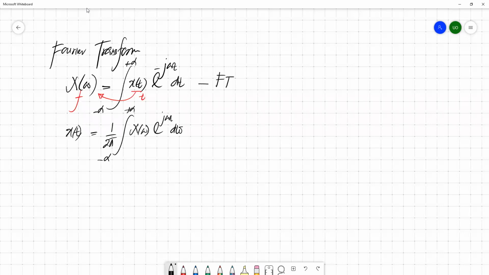Similarly, you can have the inverse Fourier transform. In the inverse Fourier transform, you have X(ω), which is in the frequency domain, and it is converted into the time domain. So these are the two important equations.